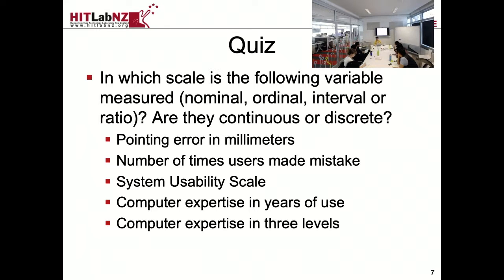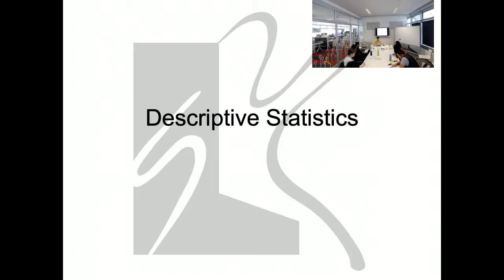Interval? It could be, yeah. Right. So actually, he mentioned that it depends on how we construct the questionnaire, construct the scale. So it could be interval, but I would say that is ordinal, right? And the last one, computer expertise in 3 levels. Yeah, ordinal. And then maybe depending on the structure, it could also be interval.